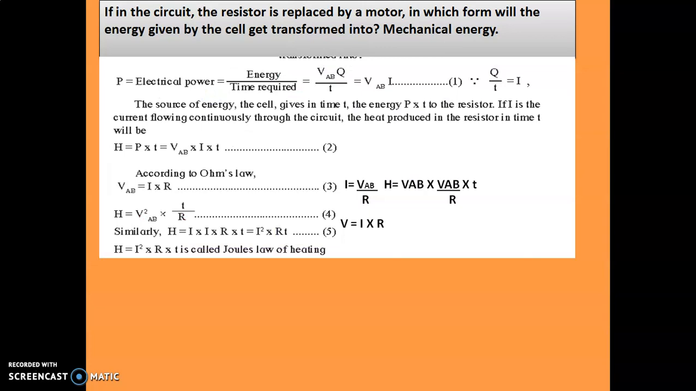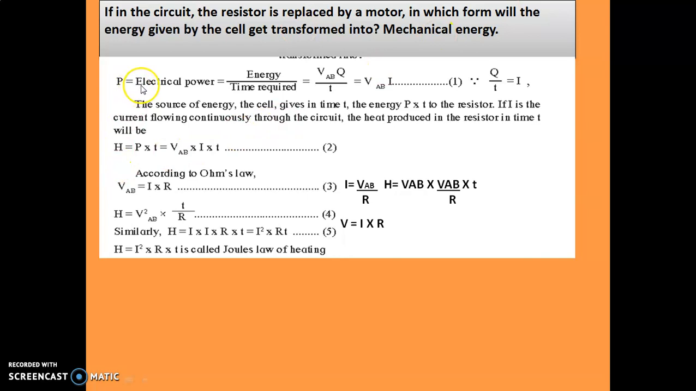If in the circuit the resistor is replaced by a motor, in which form will the energy given by the cell get transferred? If it is a motor, of course it will be transferred into mechanical energy. Now let's study a derivation. Children, you can take a pencil in your hand and write the derivation in any book, rough book or your science notebook along with me. Okay, so now let's study this.